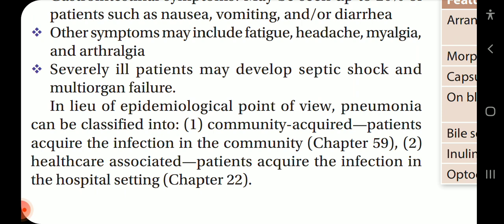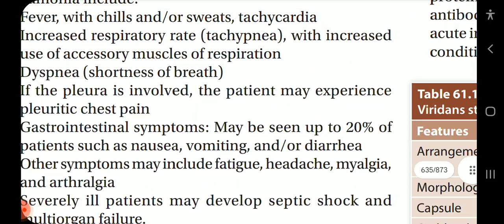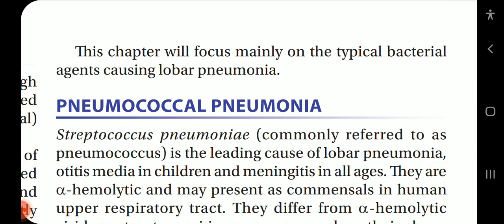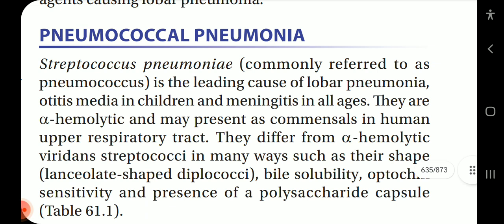From an epidemiological point of view, pneumonia can be classified into community-acquired, where patients acquire the infection in the community, and healthcare associated, in which patients acquire the infection in the hospital setting. This chapter will focus mainly on the typical bacterial agents causing lobar pneumonia.